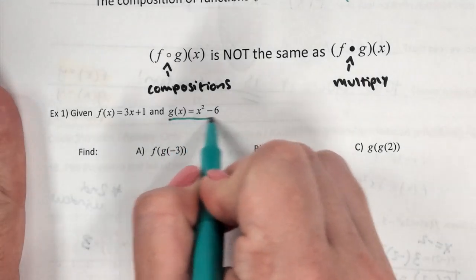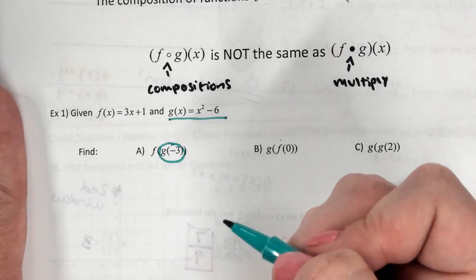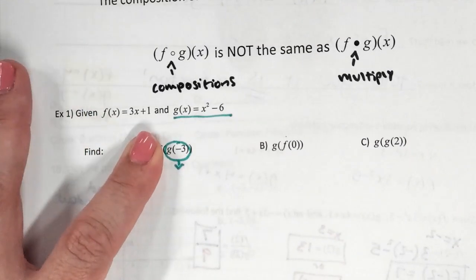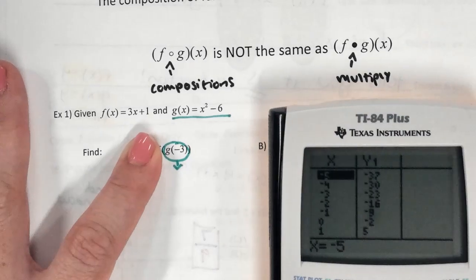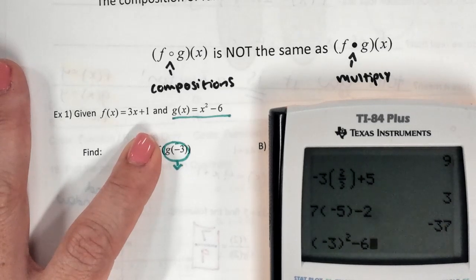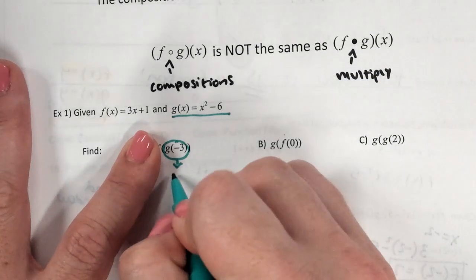So if we have the g of x equation, don't I have a g of negative 3 on the inside? So we need to figure out g of negative 3. We're ignoring that outside f for right now. So g of negative 3, I can type that in my calculator on the home screen or in the y equals. So I have negative 3 squared minus 6. And what does it equal? 3. So I know this equals 3.